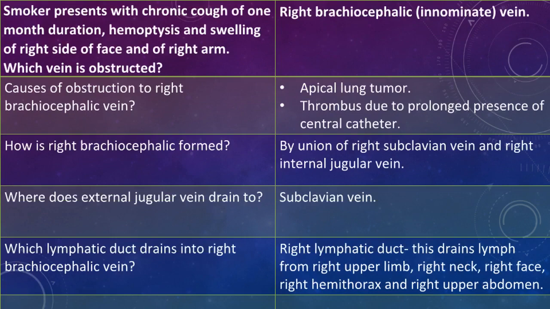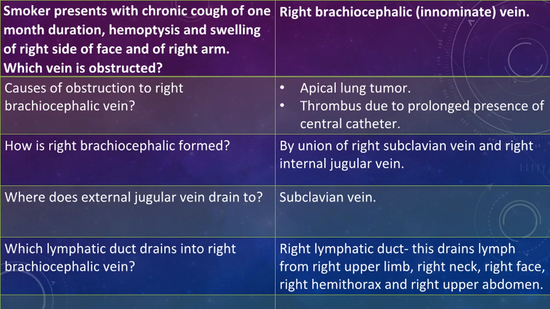Smoker presents with chronic cough of 1 month duration, hemoptysis and swelling of right side of face and of right arm. Which vein is obstructed? Right brachiocephalic, innominate, vein. Causes of obstruction to right brachiocephalic vein. Apical lung tumor. Thrombus due to prolonged presence of central catheter. How is right brachiocephalic formed? By union of right subclavian vein and right internal jugular vein.